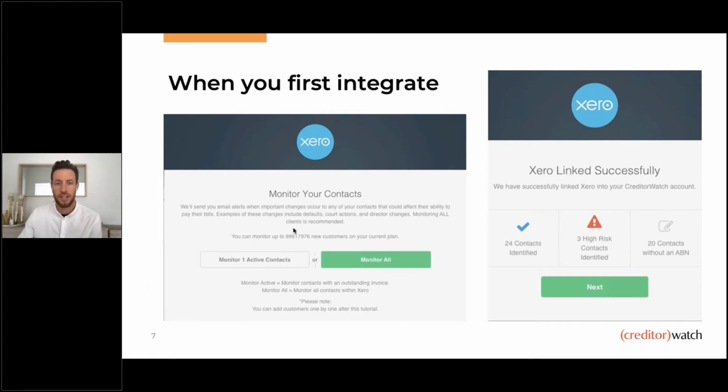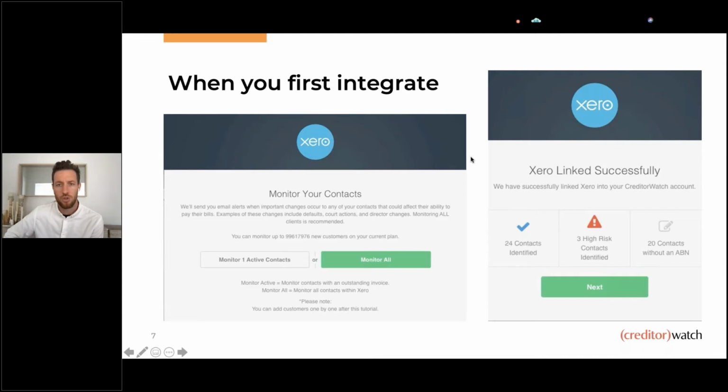I just wanted to show you a couple of screenshots to give you a better understanding. So if you go to creditorwatch.com.au/Xero or /MYOB, you'll then be given a page that talks about the benefits and the key features of that integration. You then have the ability to link your accounting package.